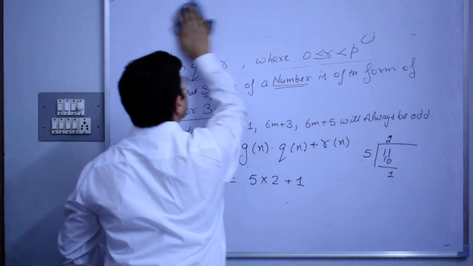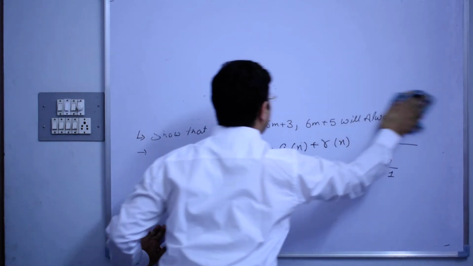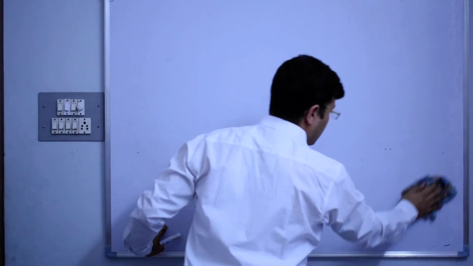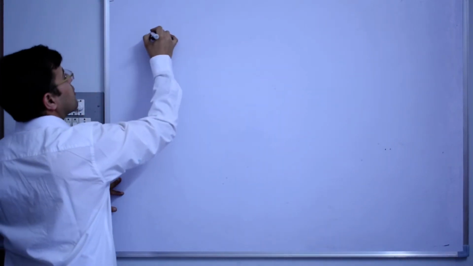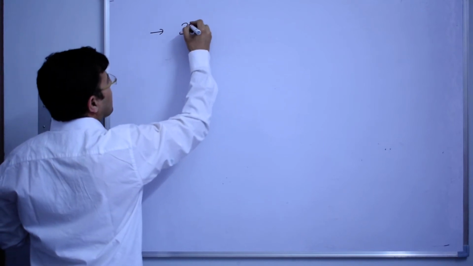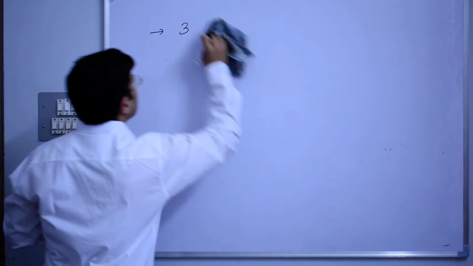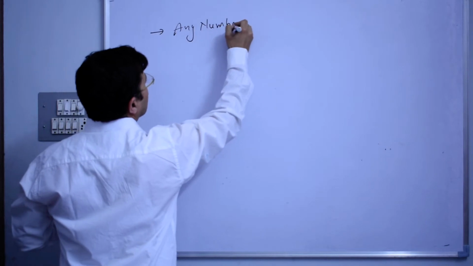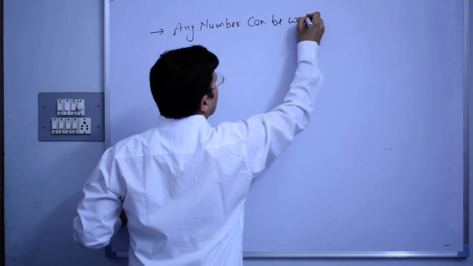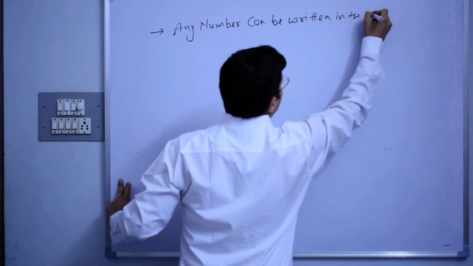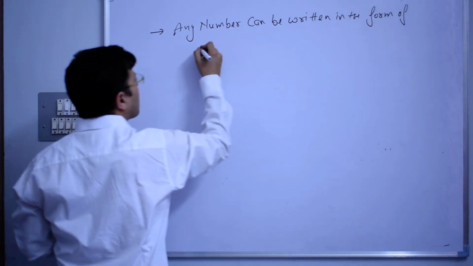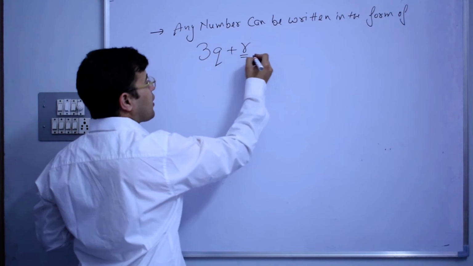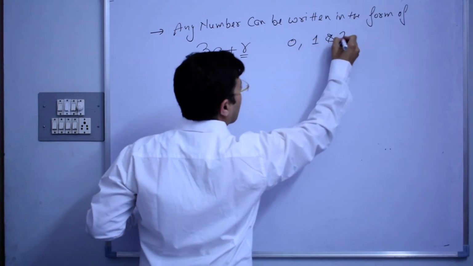The square of a number is of the form 3m or 3m + 1, right? I hope you have understood the question. So let's say any number can be written in the form a = 3q + r, right? Where r can have the possible values 0, 1 and 2.